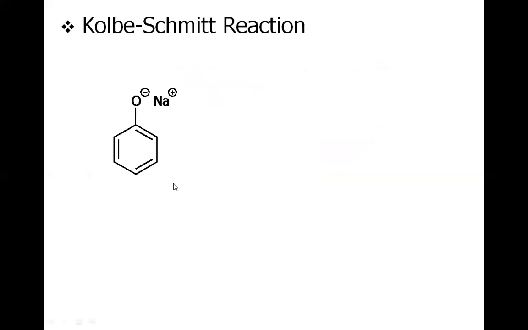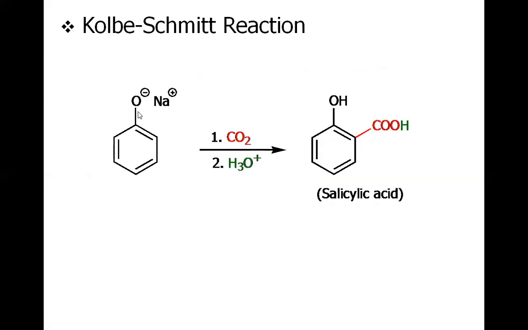One more reaction, Kolbe-Schmidt reaction. This reaction has very industrial importance that we will discuss. And the phenoxide ion is just formed by the treatment of sodium hydroxide with the phenol. When treated with solid carbon dioxide, we have the carboxylation at the ortho position. And this product that is formed is called salicylic acid. The ortho-hydroxybenzoic acid is also called salicylic acid.